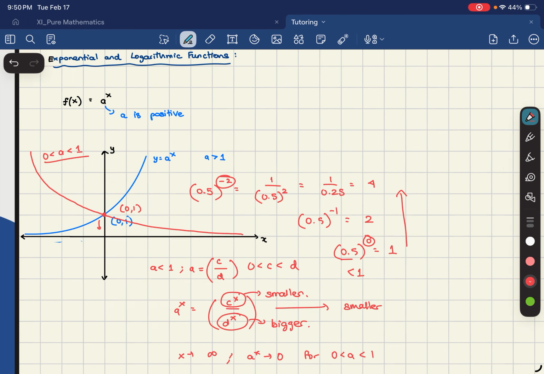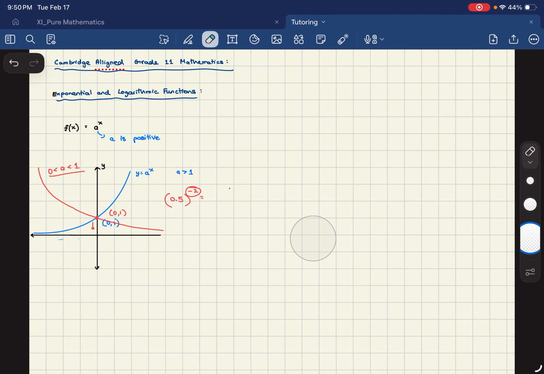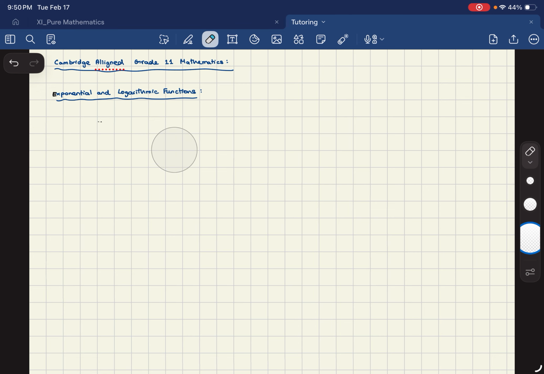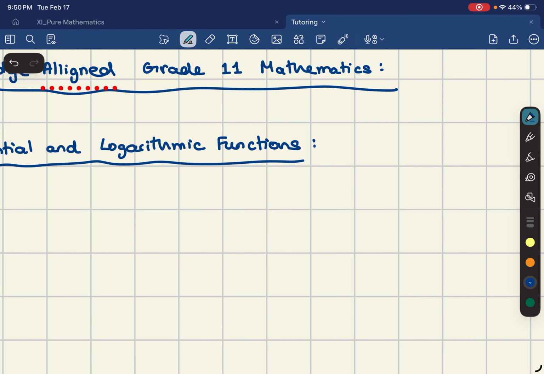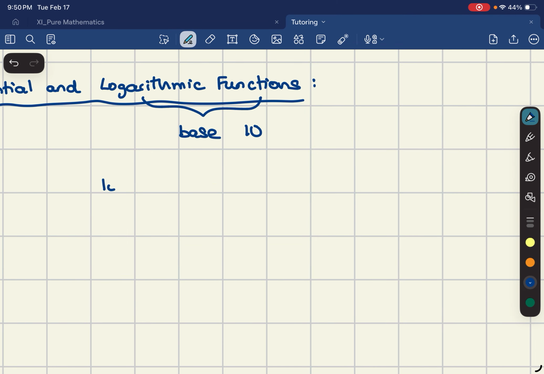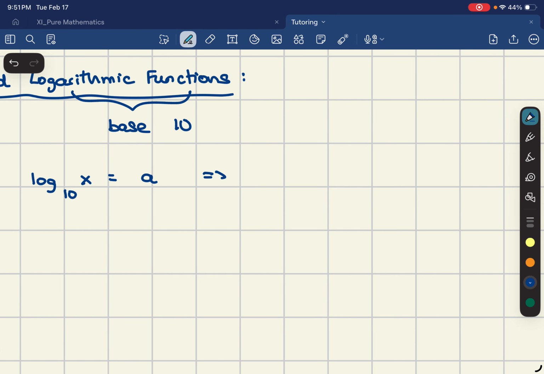So now that we have discussed everything there is about exponential functions, let's talk about logarithmic functions. And basically, when we talk about logarithmic functions, and this is a very specific case where we have the base 10. So if I give you log base 10 of x equals a, then there is a very easy way to write this as an exponential.